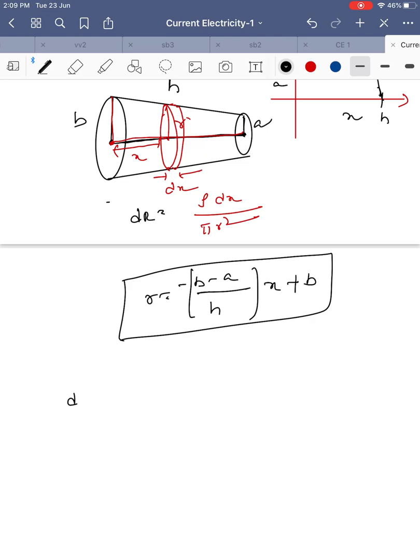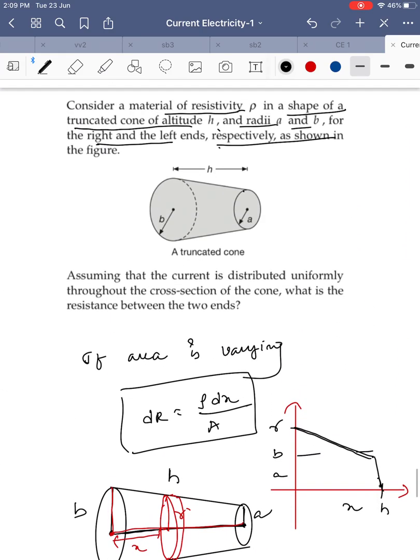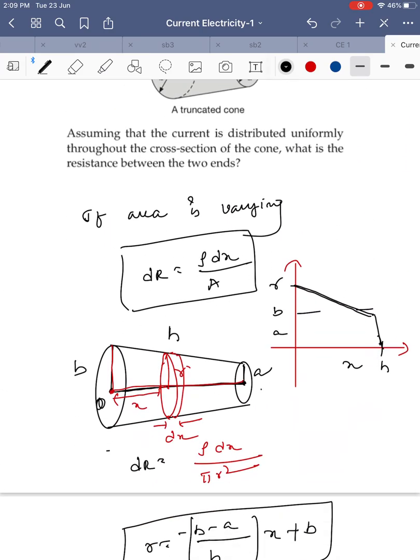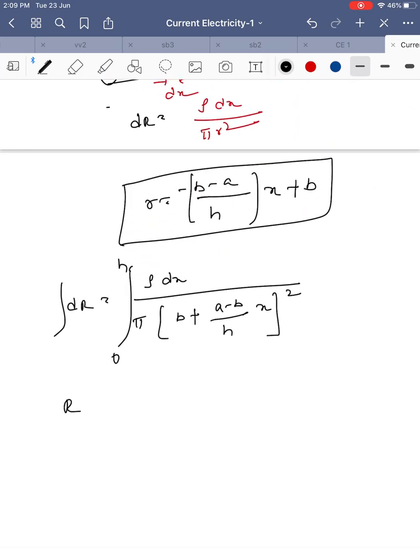Now we got it. dR is equal to rho dx upon pi into b plus a minus b by h into x, whole square. So integrations: x is varying from 0, initially its value is 0, to h. Do the integrations. Rho by pi is a constant. Integral dx upon m into x plus b whole square.